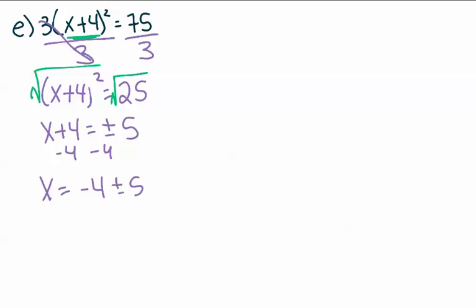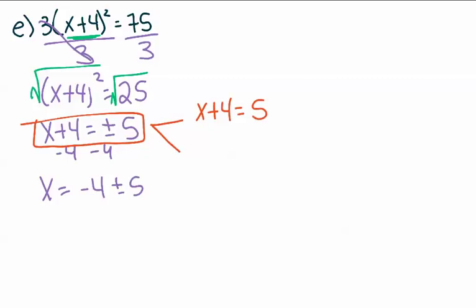plus or minus 5. When you have a situation like this though, sometimes it helps to break it out and write it as x plus 4 equals positive 5 and x plus 4 equals negative 5. Ultimately, these are the same things, but when you subtract them, here I get x equals 1, and here I get x equals negative 9.